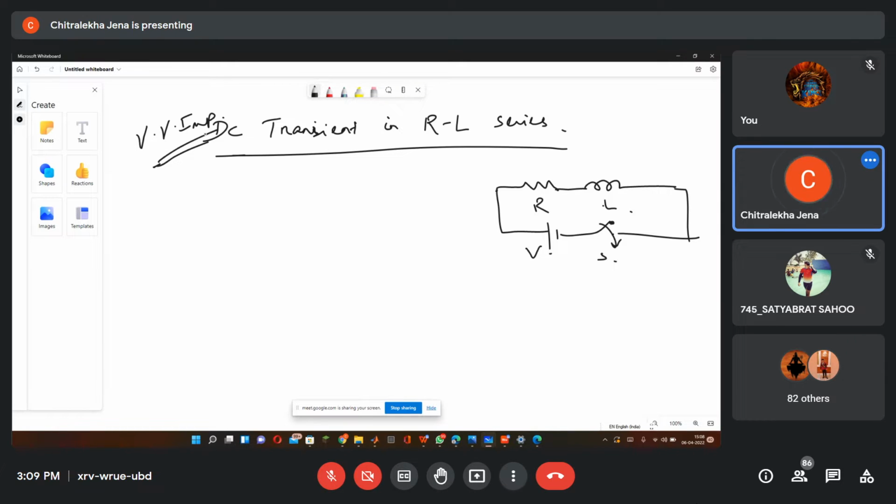Okay. So now tell me, at the instant when I close this switch, I have connected it with the help of the switch. The instant I connect the switch, tell me what will be the circuit current, what will be the condition of the circuit. Tell me.